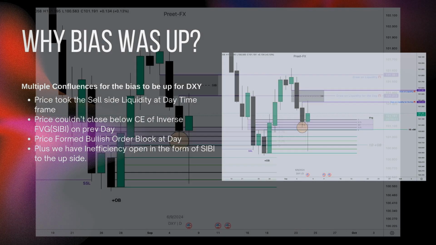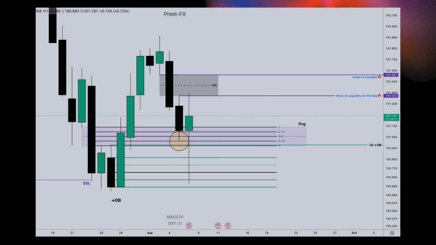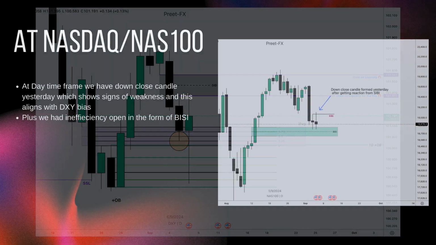Let's zoom into the chart. So as you can see, price took out the sell side liquidity. Also, yesterday's price couldn't close below CE, like I have already mentioned. It is clearly seen that price formed a bullish order block at day. So a reaction is expected to reprice the sell side imbalance and buy side inefficiency, which is CB.